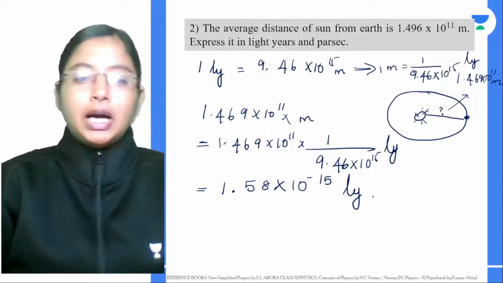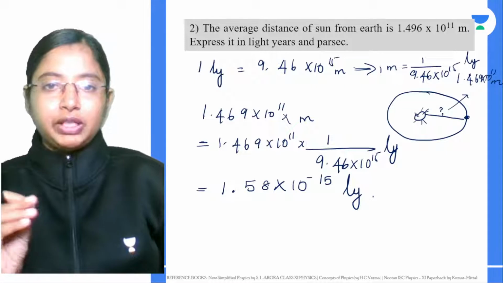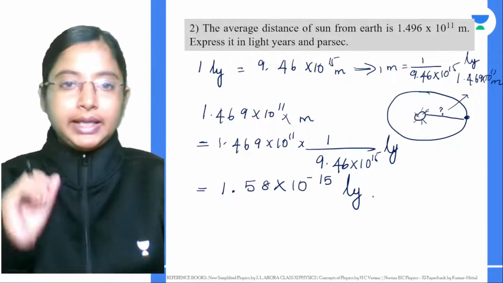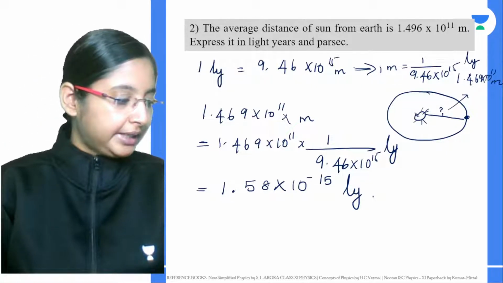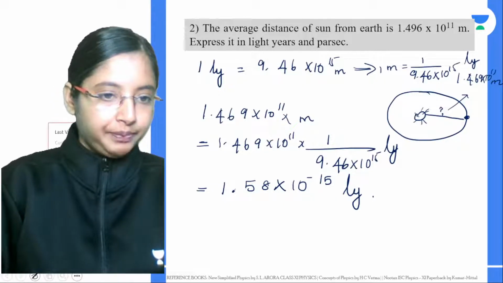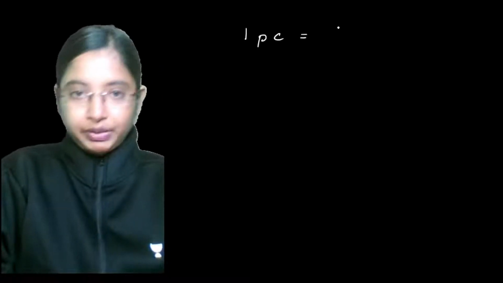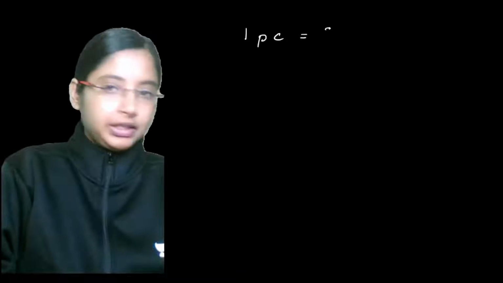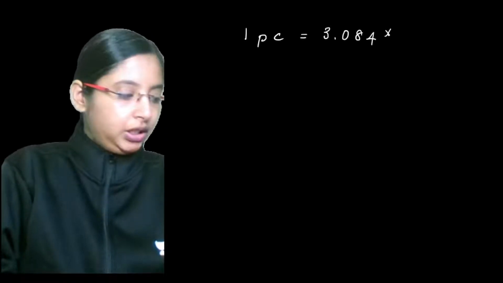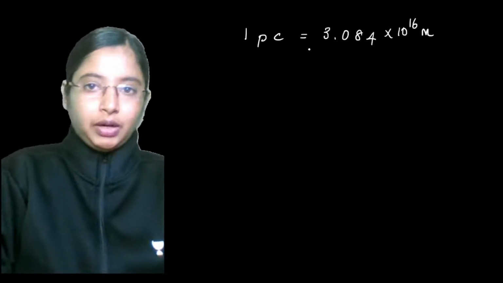All right. Now this is light years, and this is meters. The distance between Earth and Sun expressed in terms of light years. Now we have to express it in terms of parsec. How do we do that? Let's try doing the same. If I take 1 parsec in terms of meters, 1 parsec is 3.084 into 10 to the power of 16 meters. That's 1 parsec.